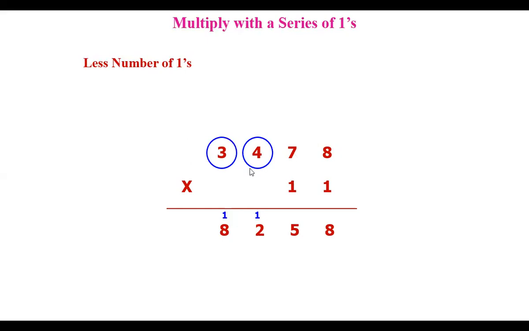Next, only reduce this and come to 1 number. That is 3 in the thousands place. Take 3. That's it. 3 is put here in the 10,000 place. Now the answer is 3,478 multiplied with 11 gives 38,258. So like this, we can use any number of digits. We can multiply any number of digits even with fewer ones than the number of digits.